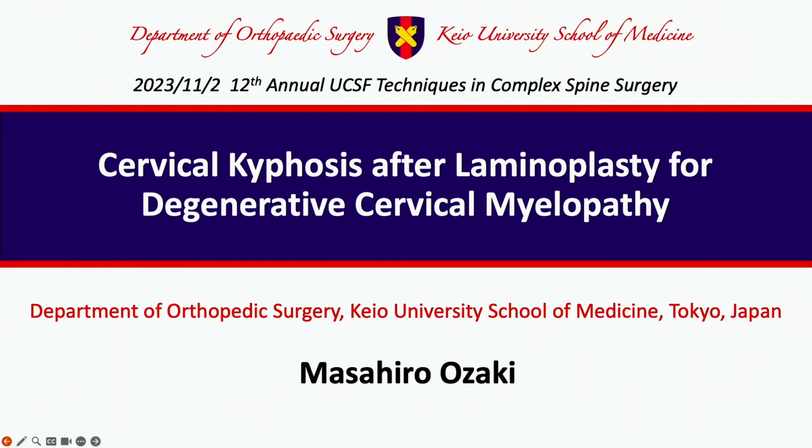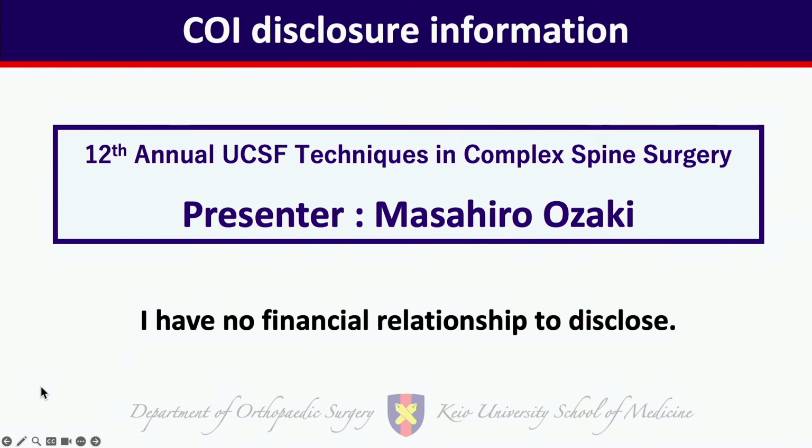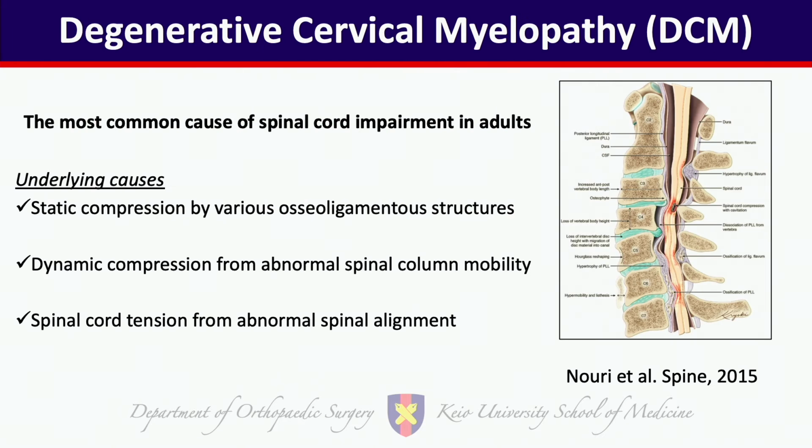Today my talking theme is cervical kyphosis after laminoplasty for degenerative cervical myelopathy. I have no financial COI to disclose concerning this presentation. Degenerative cervical myelopathy, DCM, is the most common cause of spinal cord impairment in adults. DCM is caused by static compression by various osteoligamental structures, dynamic compression from abnormal spinal column mobility, and spinal cord tension from abnormal spinal alignment.